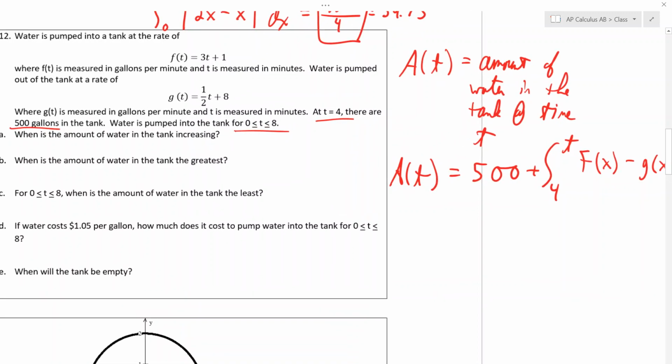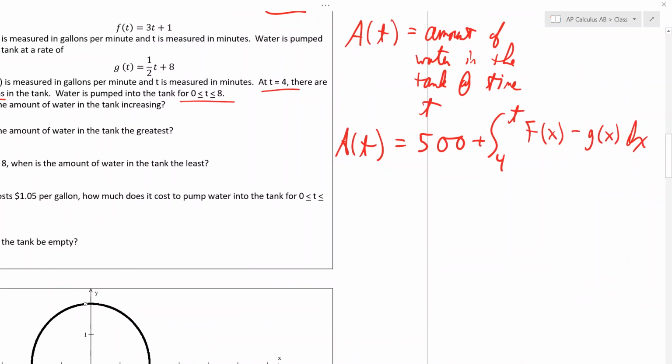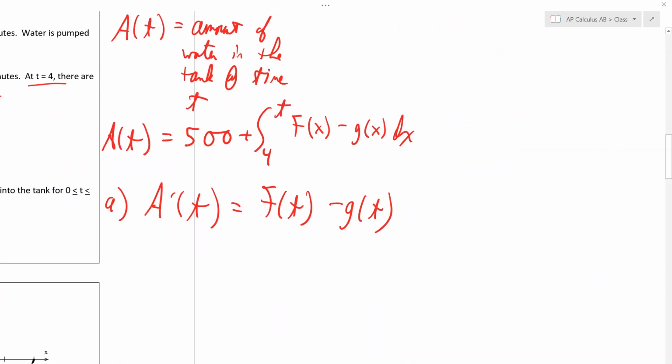Okay, so when is the amount of water in the tank increasing? When the derivative, which is f of t minus g of t. Do you see how we're using the rule we just did to find the derivatives of integrals? I plugged in t times 1 minus plug in 4 times 0, basically. That's why that's a derivative, okay?